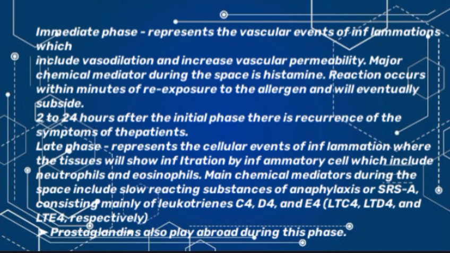The late phase represents the cellular events of inflammation, where the tissues will show infiltration by inflammatory cells, which include neutrophils and eosinophils. Main chemical mediators during this phase include slow-reacting substance of anaphylaxis or SRS-A, which consists mainly of leukotrienes C4, D4, and E4. Prostaglandins also play a role during this phase.